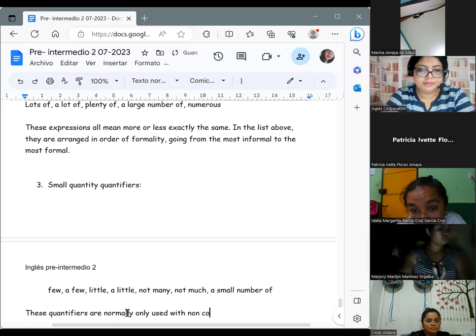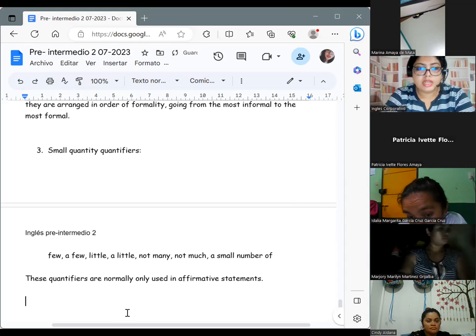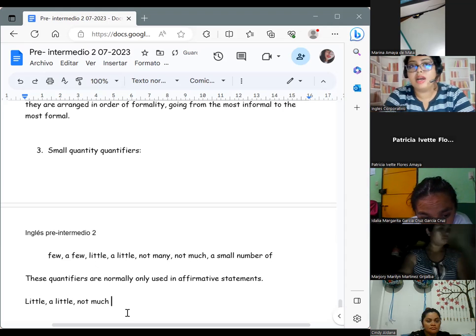I mean, so in this case, we are going to divide: a little, and not much. This one is the first category, and they are used with non-count nouns, in this case, singular.